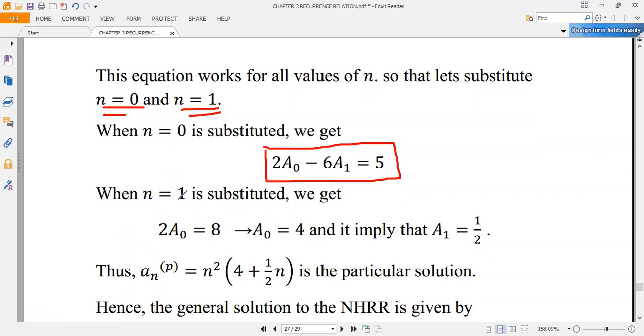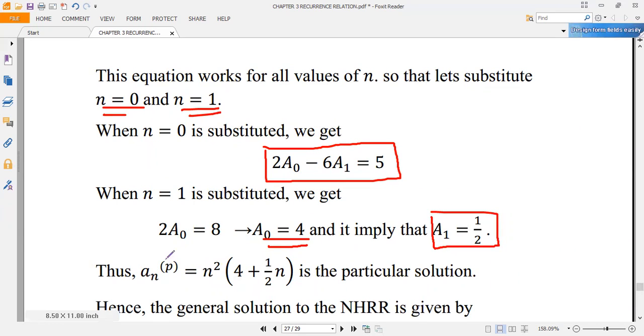When you substitute n equal to 1, you will get 2 a naught is equal to 8. So a naught becomes 4. Substituting 4 here, which becomes 8, and subtracting it from 5, you'll get 6a1 is equal to minus 3. Dividing by minus 6, you'll get a1 is equal to 1 over 2.